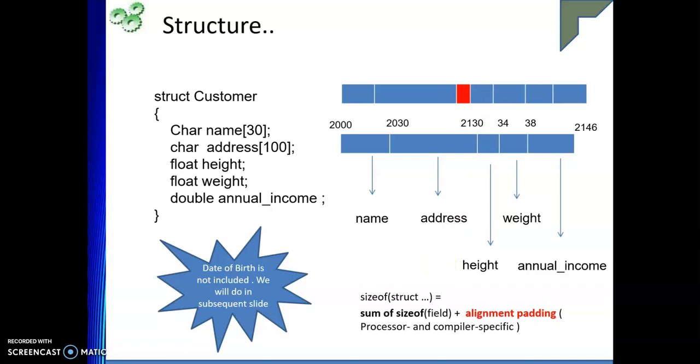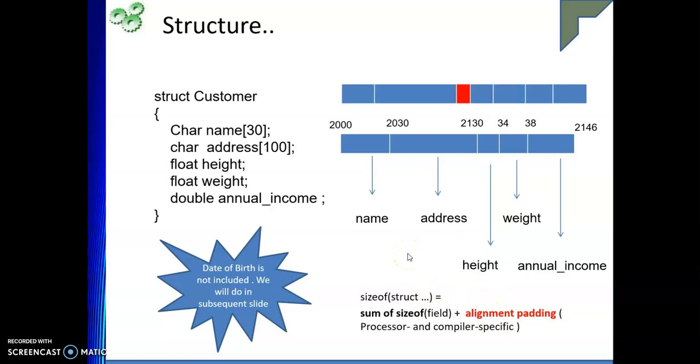So I hope you have understood. The size of the structure is nothing but the sum of the sizes of the individual members in the structure, and it is always greater than or equal to that, because of this alignment padding and all.